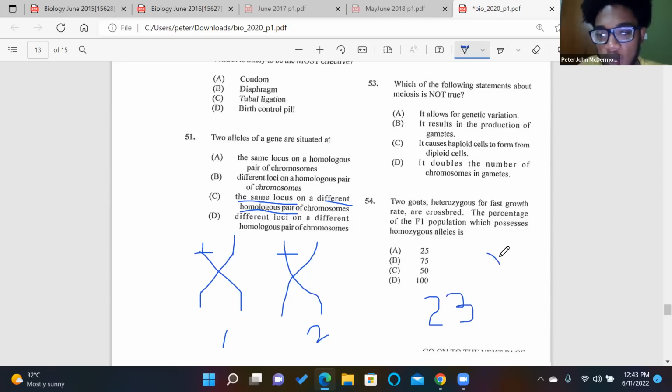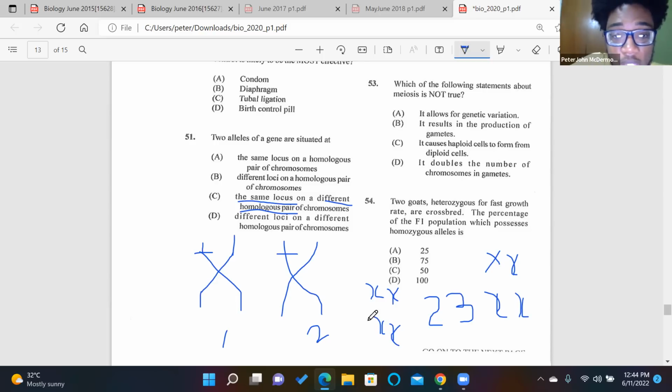So you have 1 chromosome like this, 1 like this. You guys know the diagram for meiosis, right? Where you have metaphase and they all line up on the metaphase plate in the center. So it's the same thing. Those are homologous pairs. Yeah, so it's the same. So same locus on a different homologous pair of chromosomes.